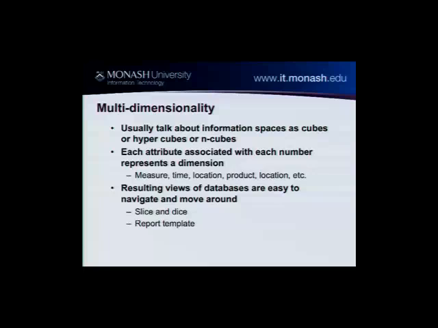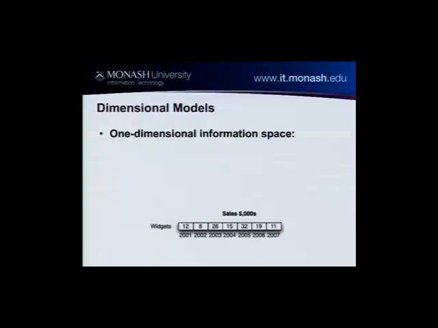Anyway, let's start off with probably the simplest dimensional model you can have, a one-dimensional data structure. So here we go. As you can see, you can move through this data structure only in one dimension. You can move left or right to change your view of the data. You can't move up and down. You can't move backwards and forwards. It's only one dimension. So we've got here data that's sales in thousands of dollars.